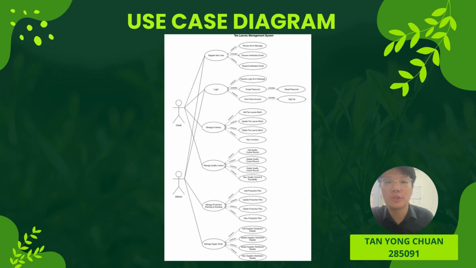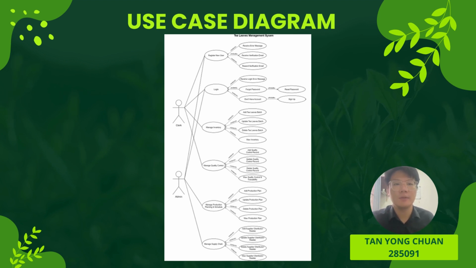The main functional option is manage inventory, which is accessible by the clerk only. When the clerk chooses the option to manage inventory, they can add, update, delete the T-leaf batch, and also view the inventory. Also, the main functionality option manage quality control has sub-use cases, which are add, update, delete, and view the quality control record. This means when the clerk chooses to manage quality control in the system, he or she is able to choose which use case to proceed.